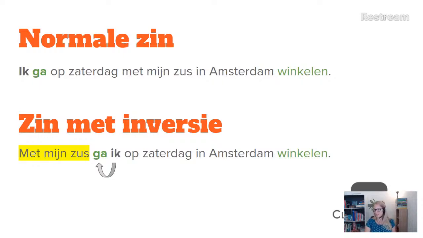So I see your sentence, Ranoda. Ga ik op zaterdag met mijn zus in Amsterdam winkelen? So then you need a question mark. That's the correct sentence. Yes, very nice. Well done. So you use inversion in two cases, just to have an overview: in a question, or when you start with a rest item, or with anything that is not the subject. So that's the logic of inversion.